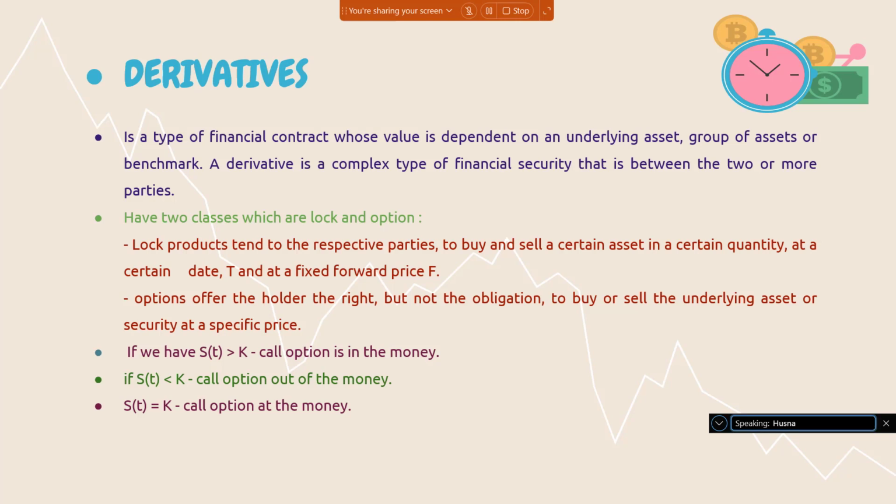Forward contracts bind the respective parties to buy and sell a certain asset in a certain quantity at a certain date T and at a fixed forward price F. An option offers the holder the right, but not the obligation, to buy or sell the underlying asset or security at a specific price. If ST is greater than K, then the call option is in the money. If ST is less than K, the call option is out of the money, and if ST equals K, the call option is at the money.